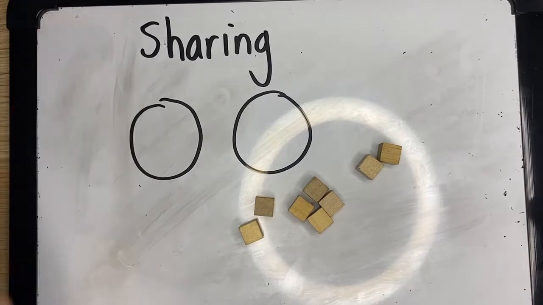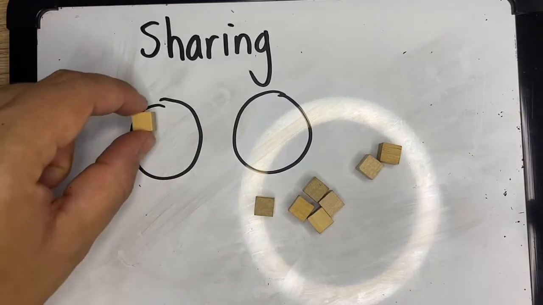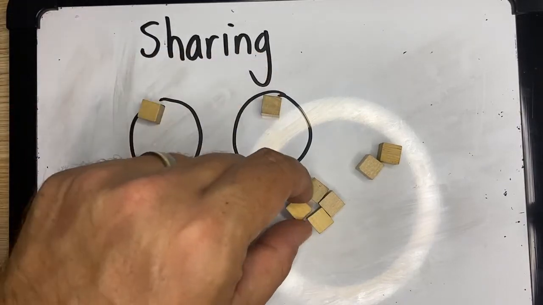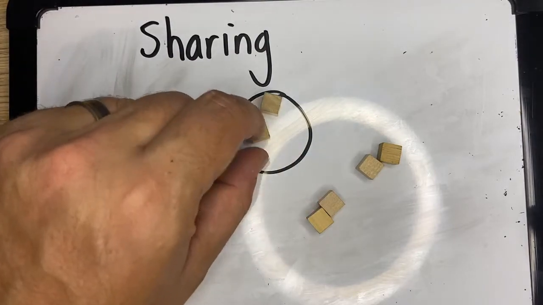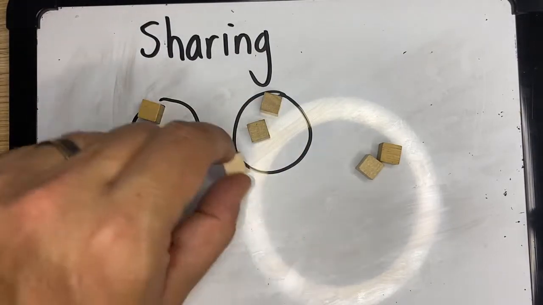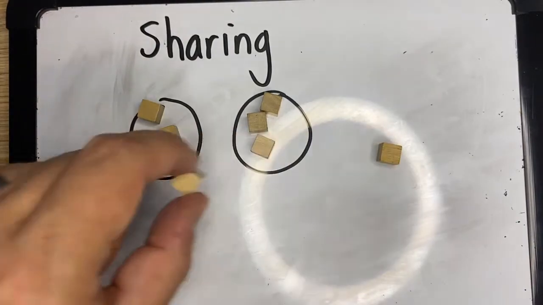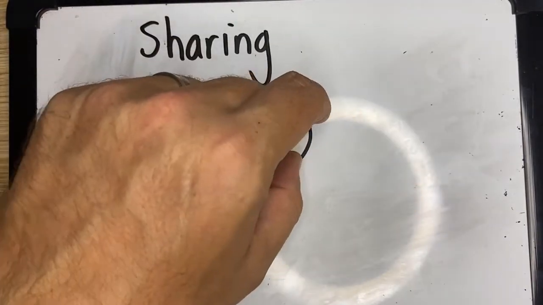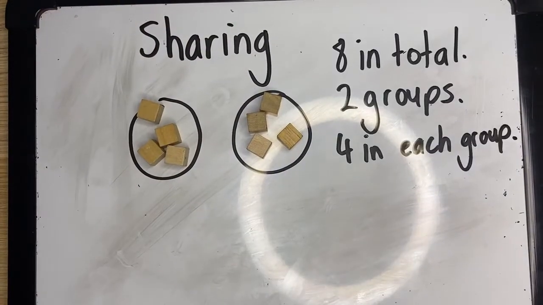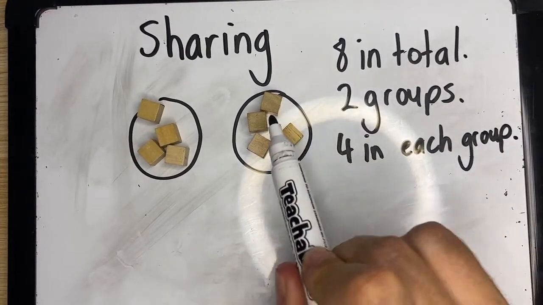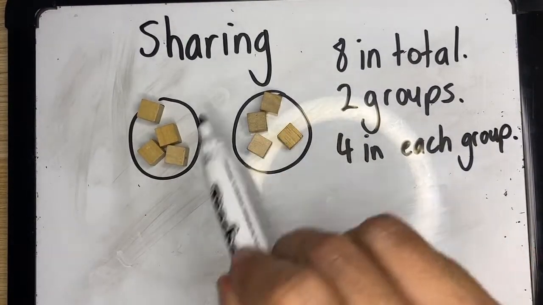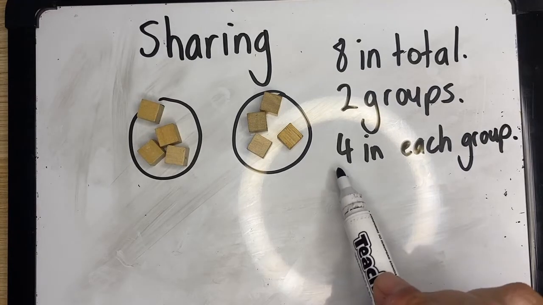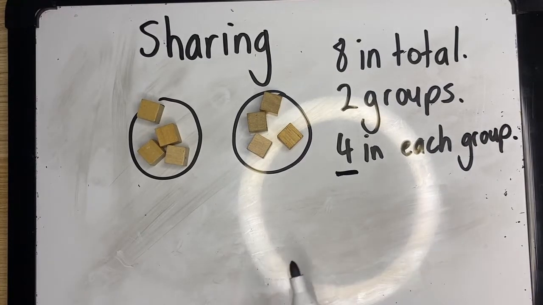So when we do sharing, this is what it looks like. 1, 1, 2, 2, 3, 3, 4, 4. As you can see, we have 8 in total. We knew that we had 2 groups, and by sharing, we found that each group had 4.